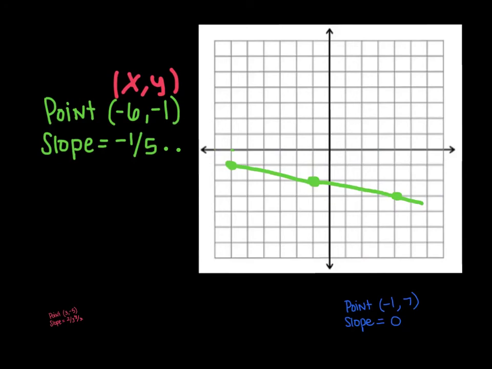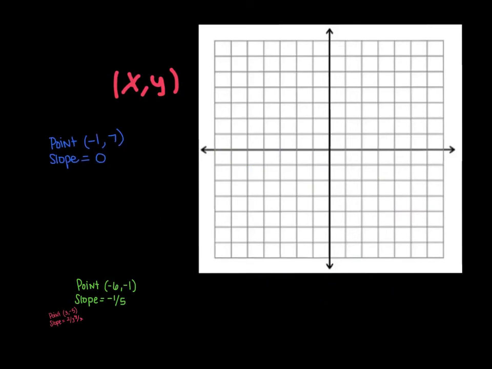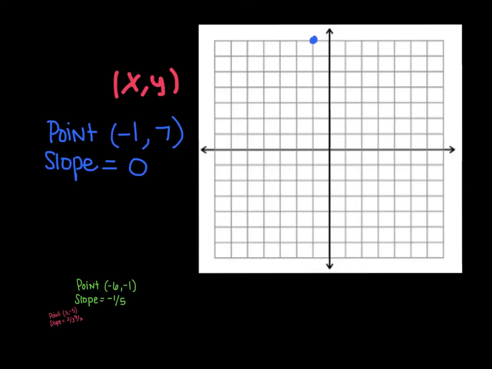And the last one we need to do is the point -1, with a slope of 0. So here's kind of your special case. You're going to plot that point first, which is all the way up here.